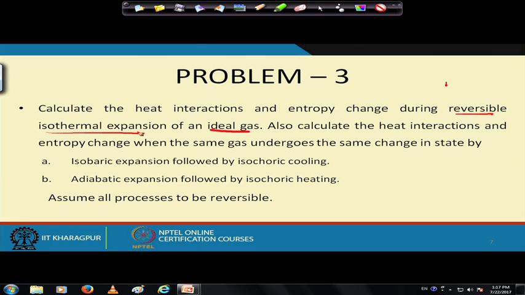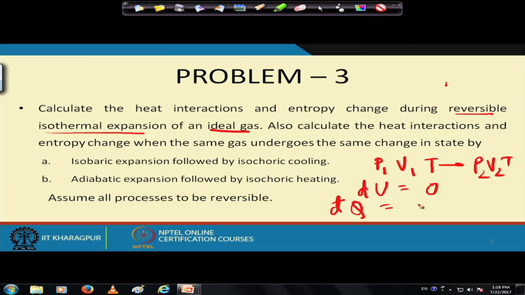So, if it is a reversible isothermal expansion, what does it imply? It implies that the change of state will be from P1 V1 T to say P2 V2 T, isn't it? And for this change of state, since it is an ideal gas, we know that T remains constant for an isothermal process, so dU is equal to 0. Therefore, for this process dq is going to be equal to dw. So, to find the heat interactions, we can find out the work done. From the work done, we can find out the heat interactions.